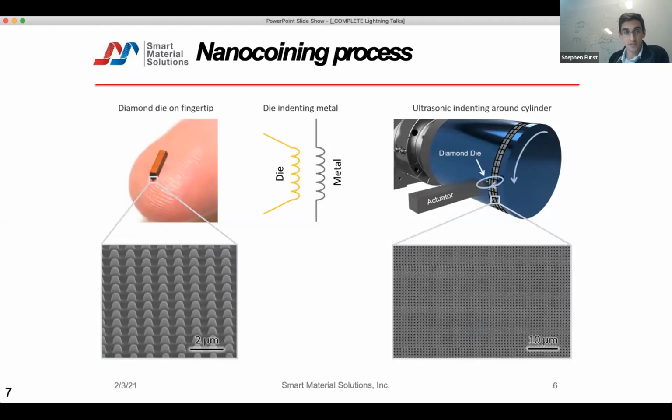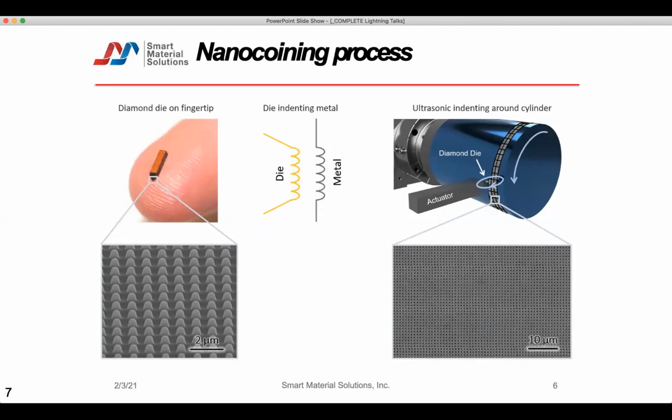A lot of folks find this really cool. Basically, we engineer the texture for the application on the left, and we etch that into the tip of a diamond die. We then indent that die into metal, and we do that very quickly and stitch those indents around a spinning drum. We make 50,000 indents per second to make a coverage rate.